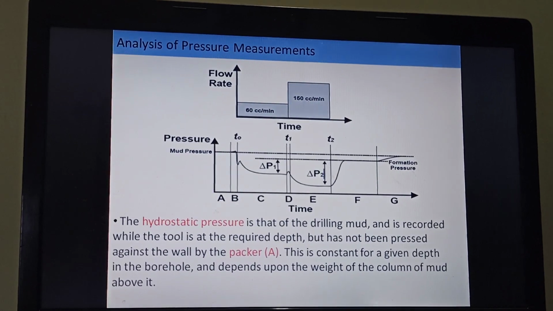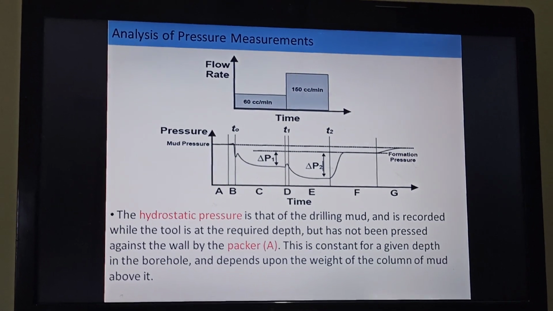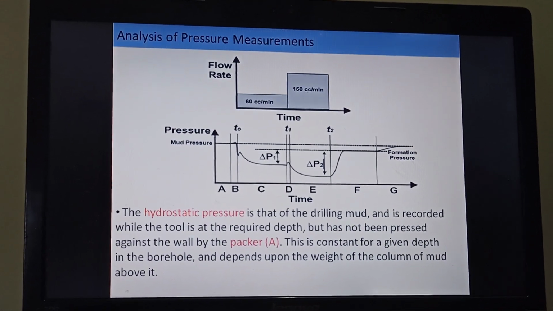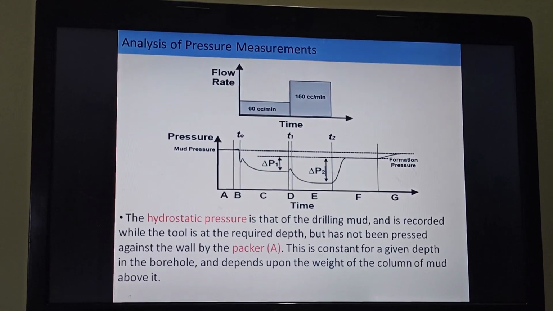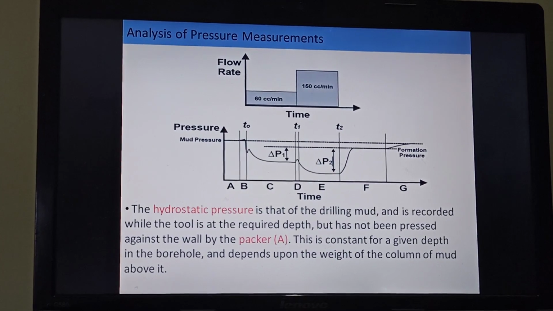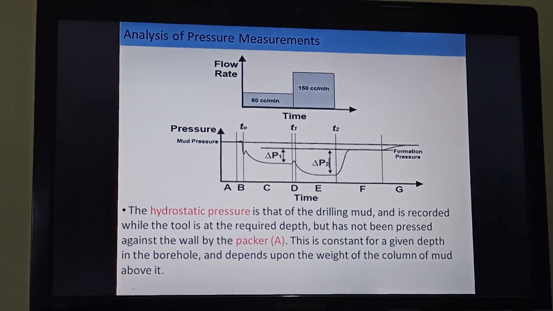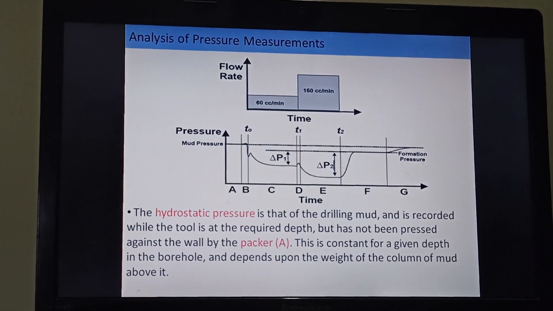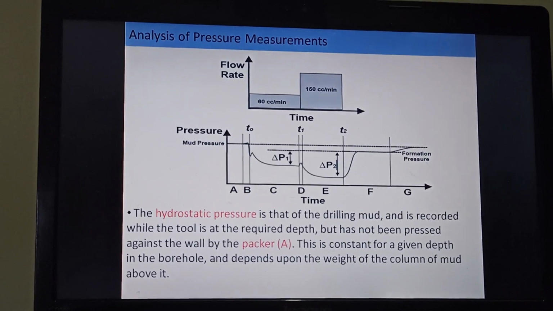Now when we look at the different regions, starting with the first, region 1. In region 1, when the tool is at the required depth but has not been pressed against the wall by the packer, the hydrostatic pressure is equal to the drilling mud pressure, which depends upon the weight of the column of the mud above it.